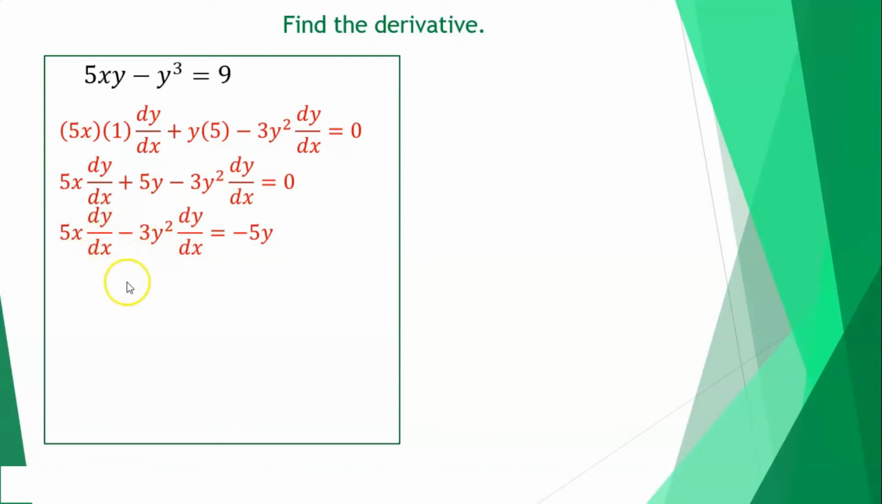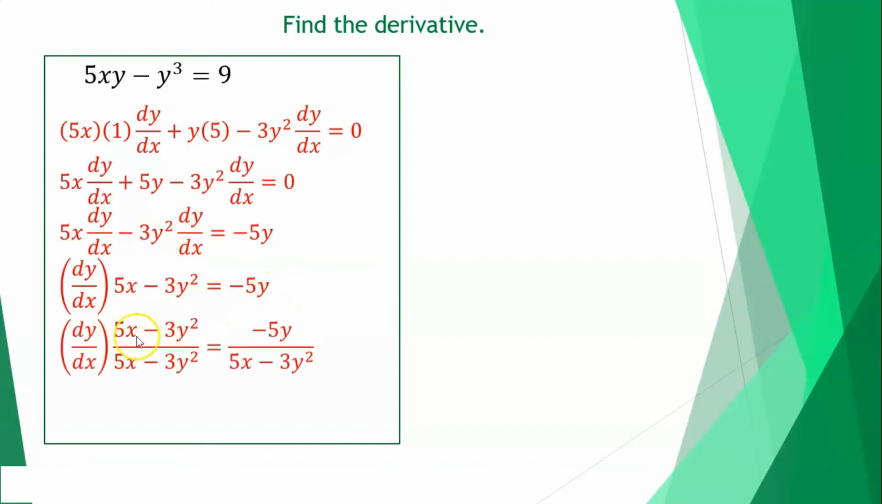So factor out the dy/dx term here. We will end up with (5x minus 3y squared) dy/dx is equal to negative 5y. Divide the entire equation by 5x minus 3y squared, so we can cancel this. We will end up with negative 5y over 5x minus 3y squared.